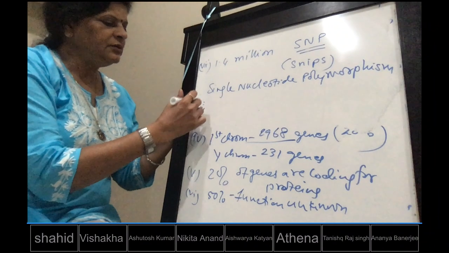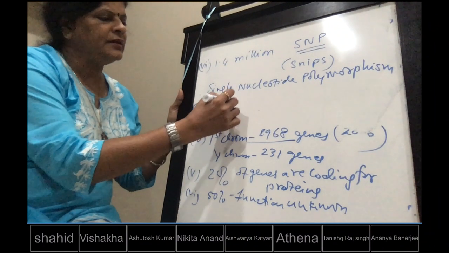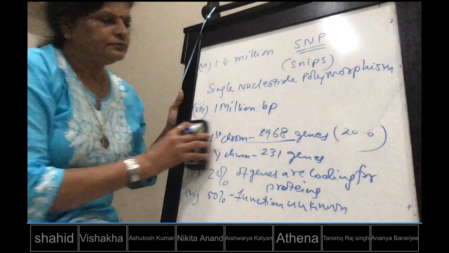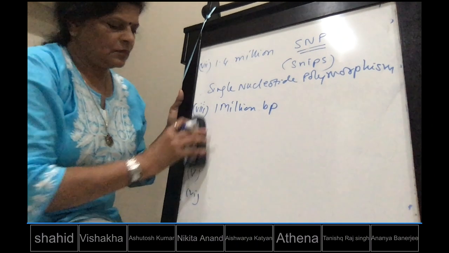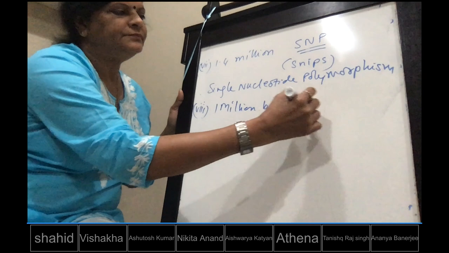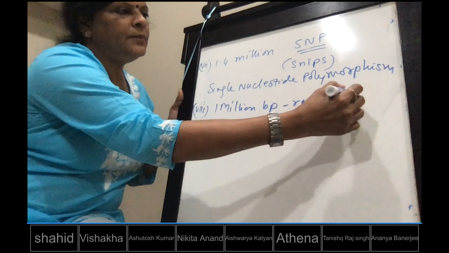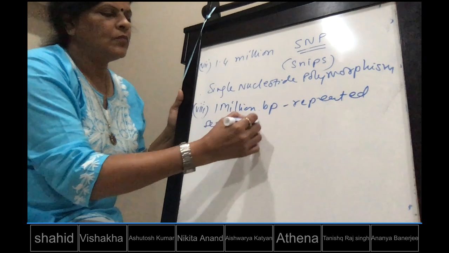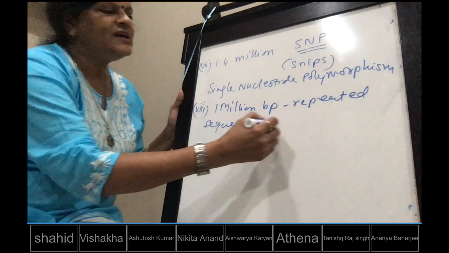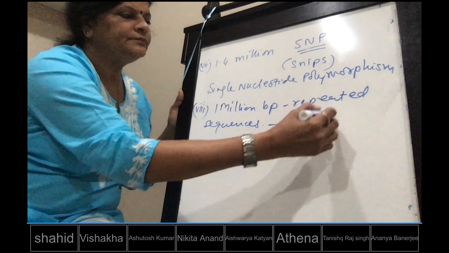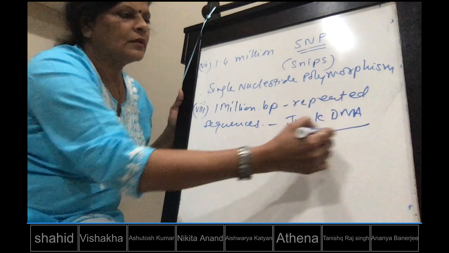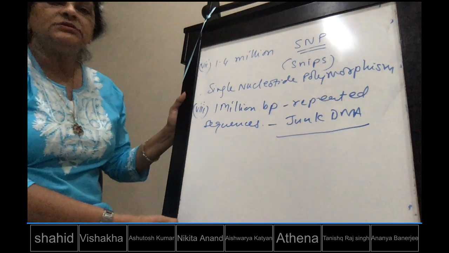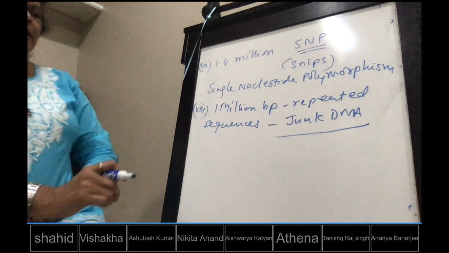Then 1 million base pairs are repeated sequences. They are called junk DNA.